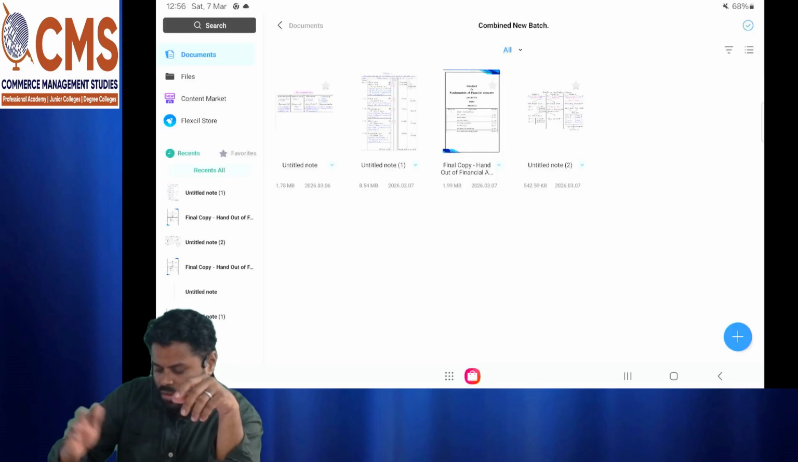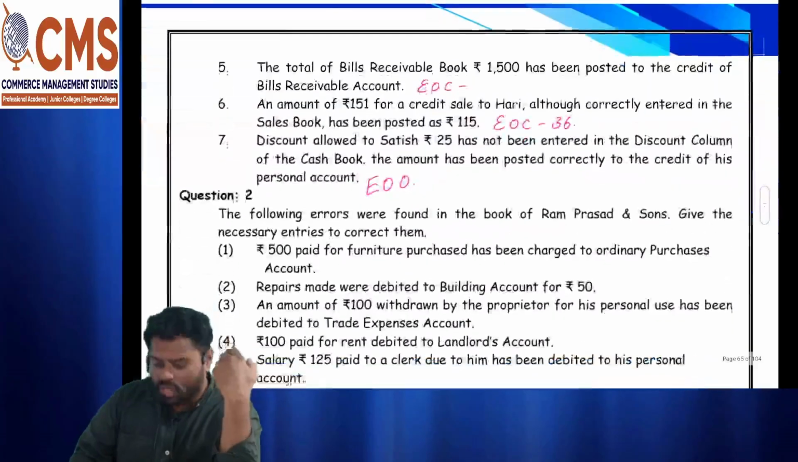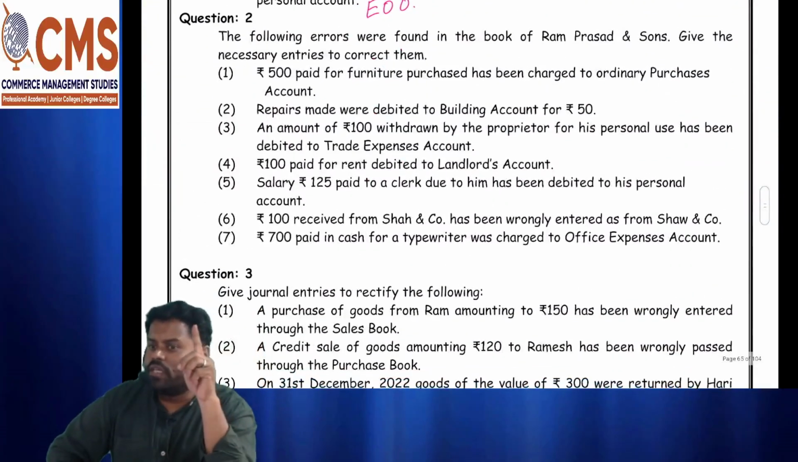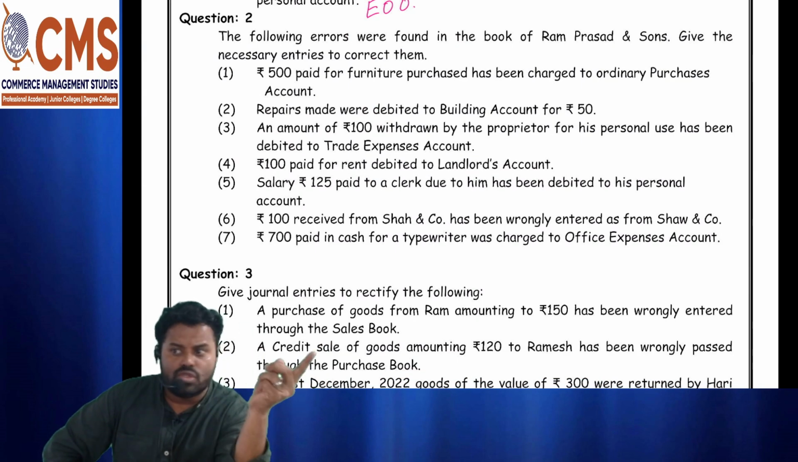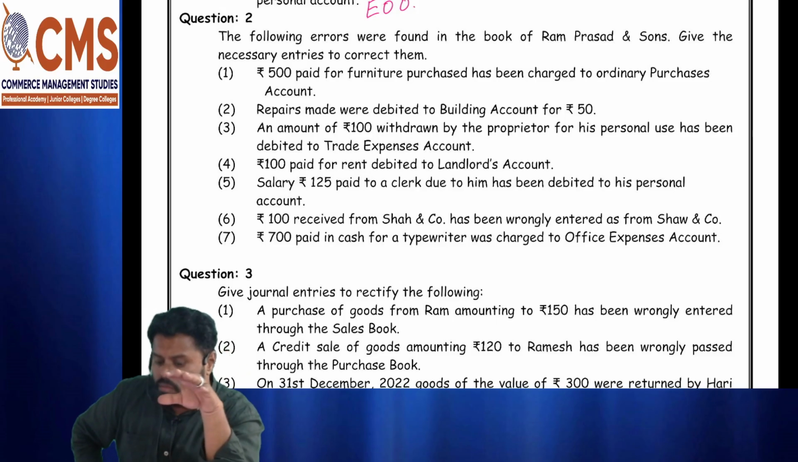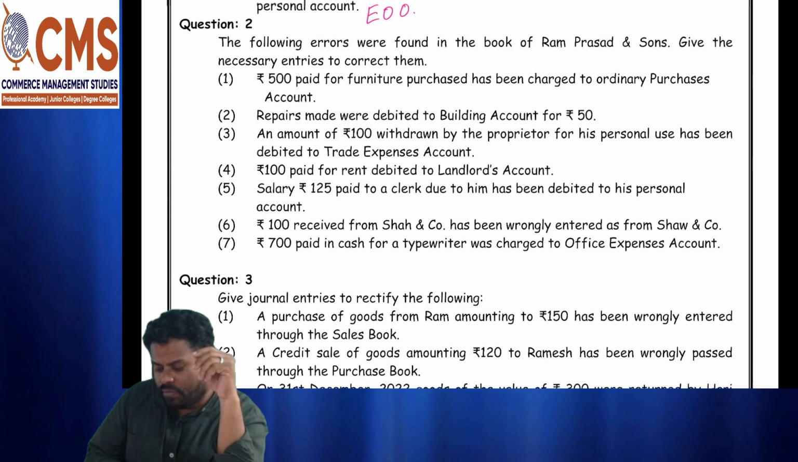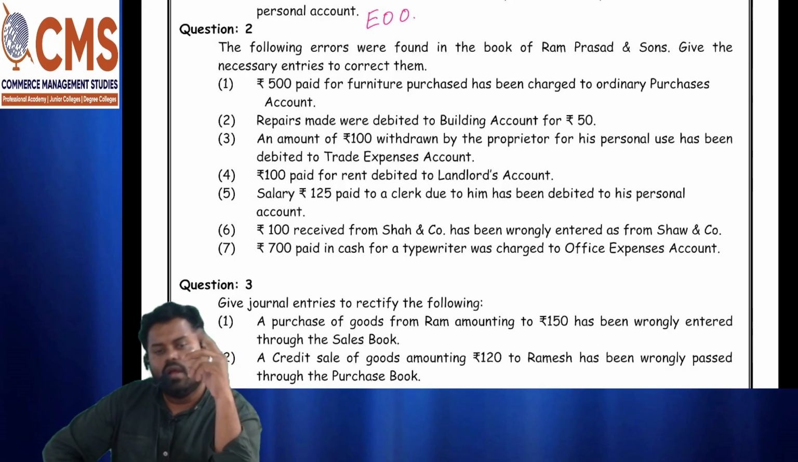Let's see problem number 2. All of you are okay with it? So what is it that you have to identify? First and foremost, what is the nature of error, and in that which class is it, one-sided or two-sided? We'll only discuss problem number 2. The following errors were found in the books of Ram Prasad and Sons. Give the necessary entries to correct them.